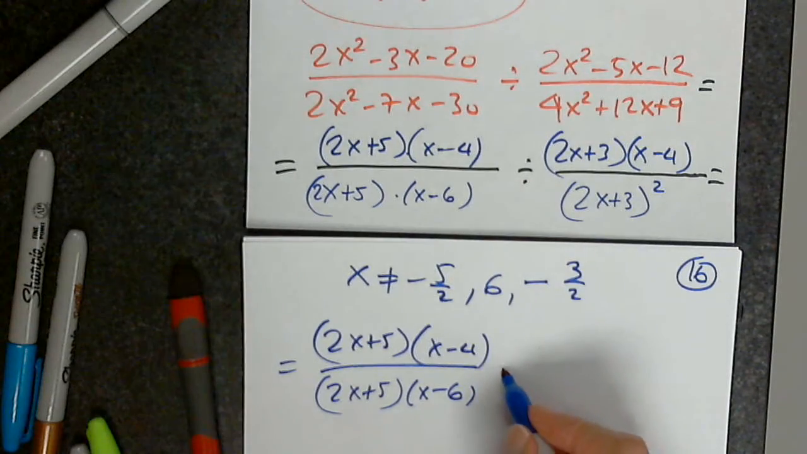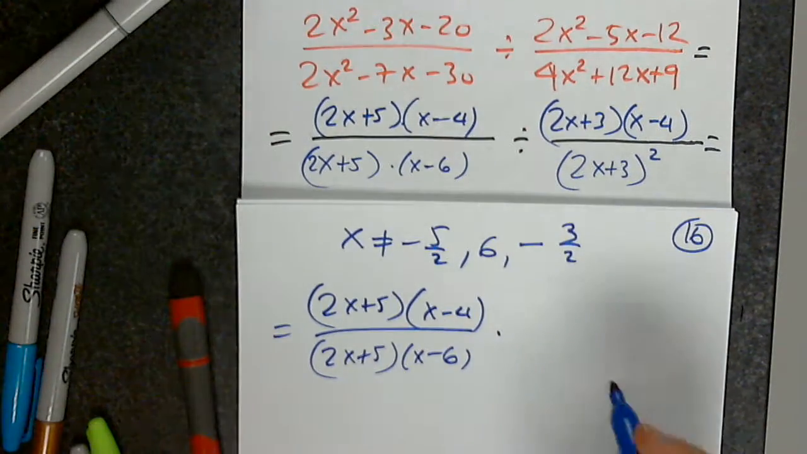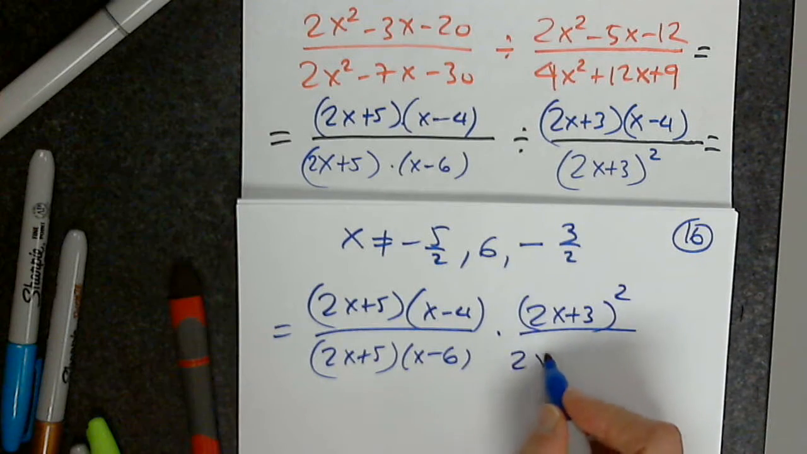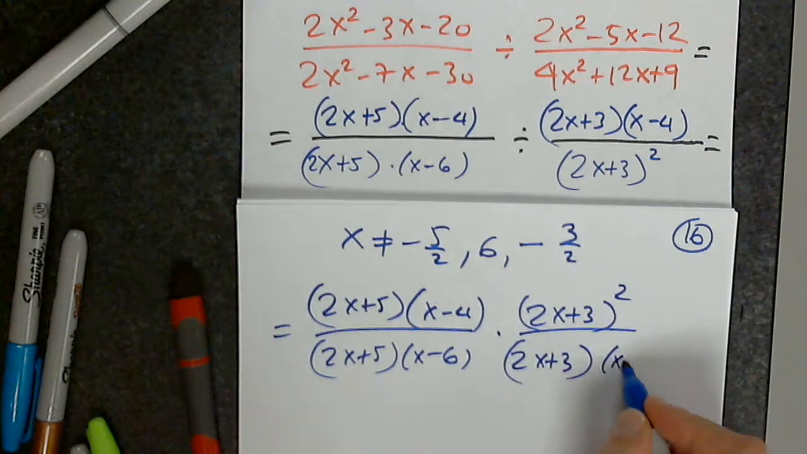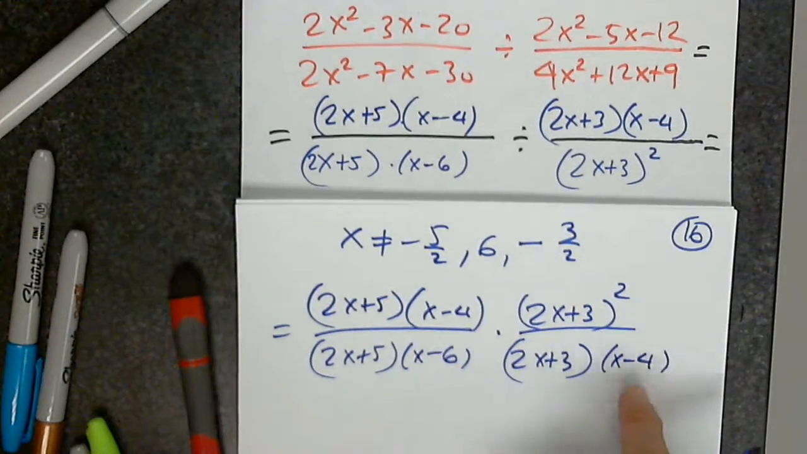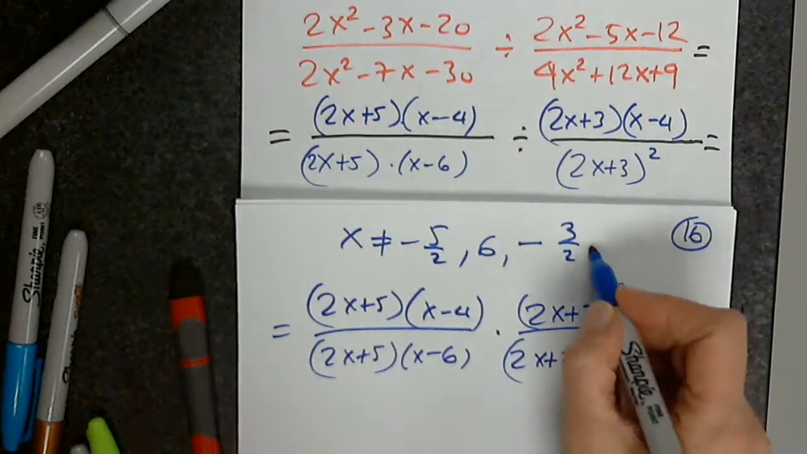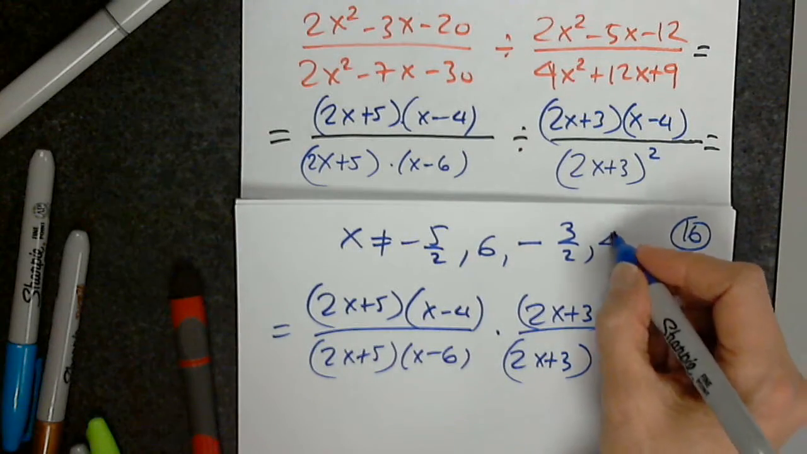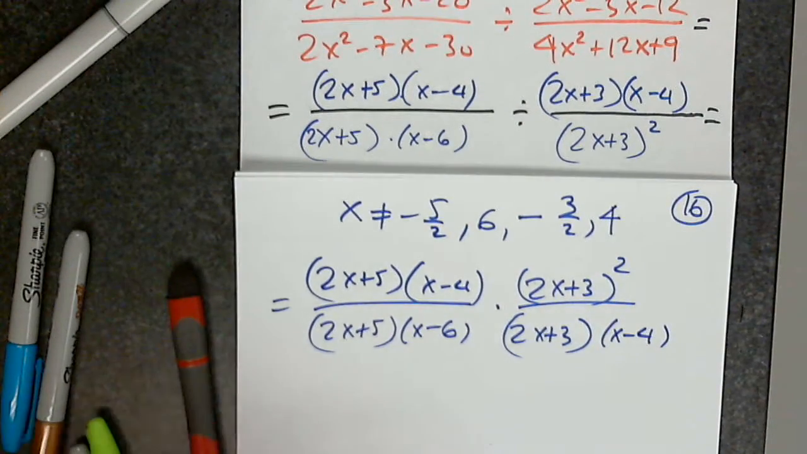So that's my fear. Okay? So 2x plus 3, everything squared, over 2x plus 3 and times x minus 4. I did not have this before, so I have to add one more restriction, which is x not equal 4. Now I'm finally free to simplify.